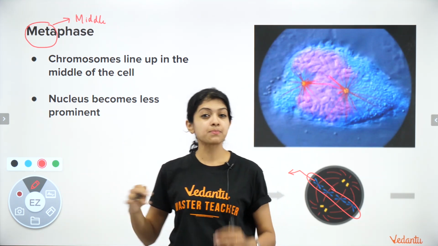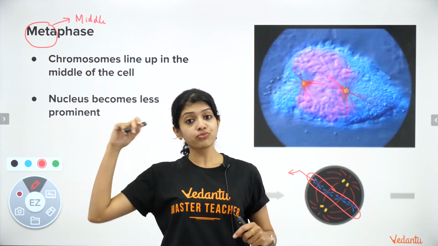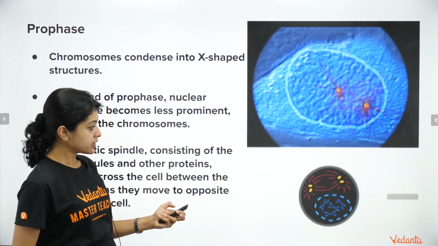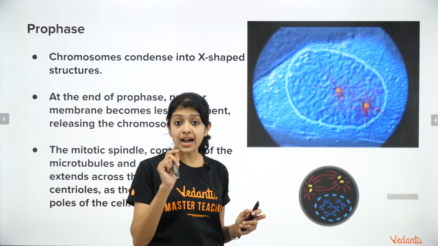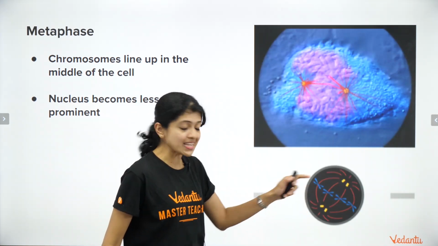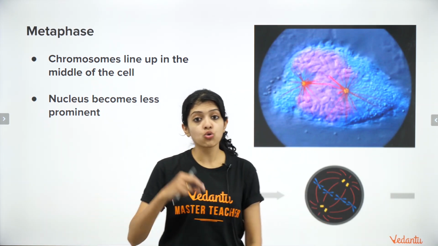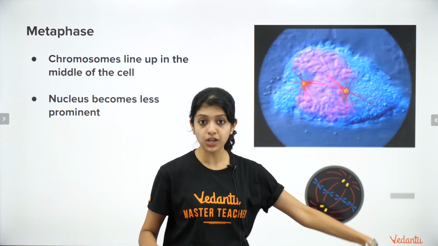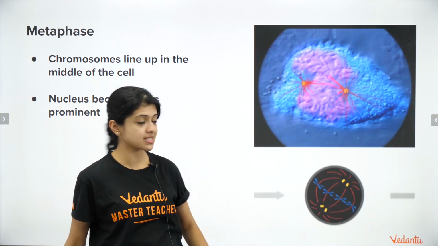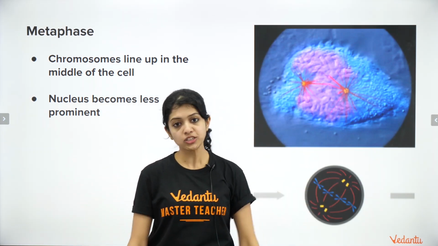And the nucleus becomes less prominent, or you just cannot see the nucleus at all. In prophase, if you remember, the nuclear membrane had started becoming less prominent. By the time the cell reaches metaphase, you don't see the nuclear membrane at all. So keep that in mind. The chromosomes in metaphase are arranged along the equatorial line of the cell, in the middle of the cell. This is what the actual view is like, and this is what the drawn image would look like.